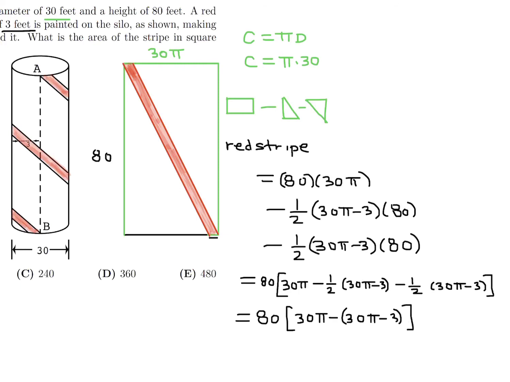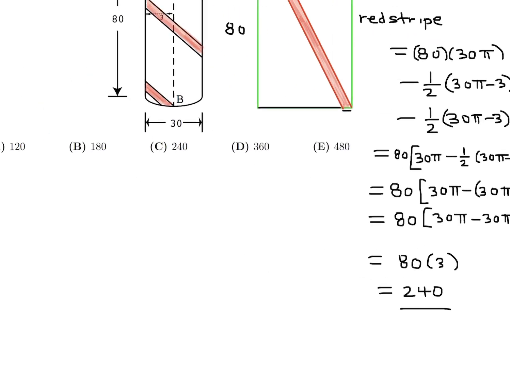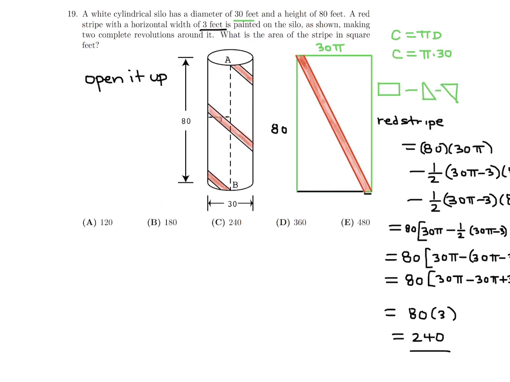And then you can take it out of the brackets now. 30 pi minus 30 pi plus 3. And this basically becomes 80 times 3, which is 240. And that is the area of that red stripe. So this question, the answer is 19C.